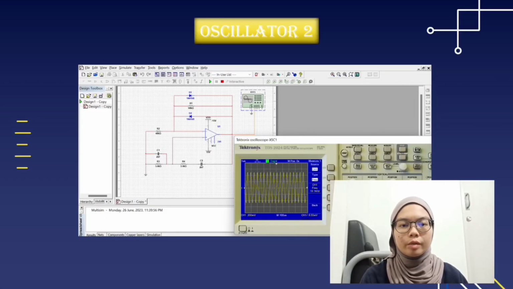My name is UMAIRA binti HASHIM. My matric number is B0822101153. I will explain about oscillator 2.